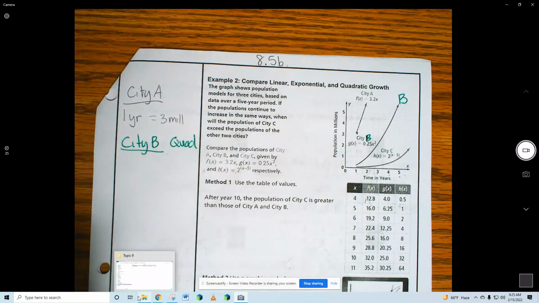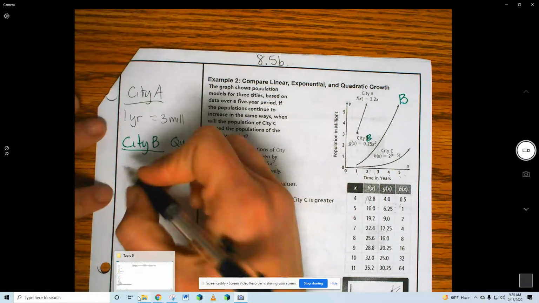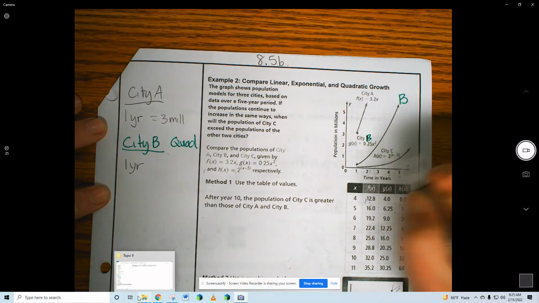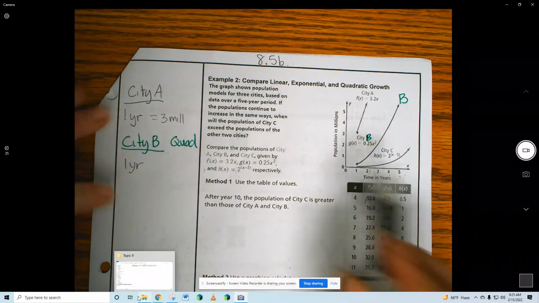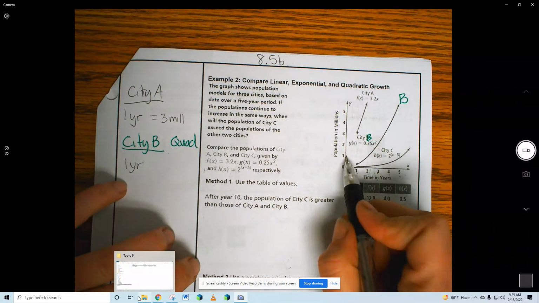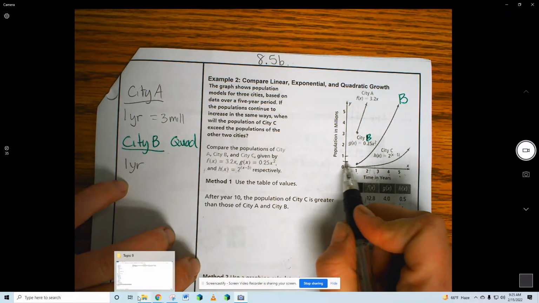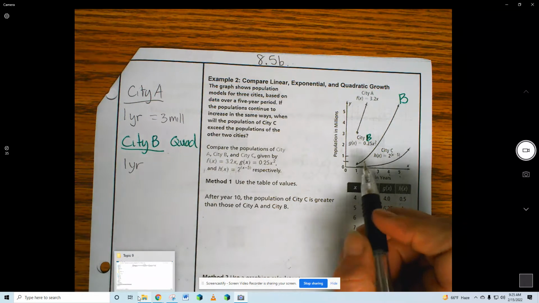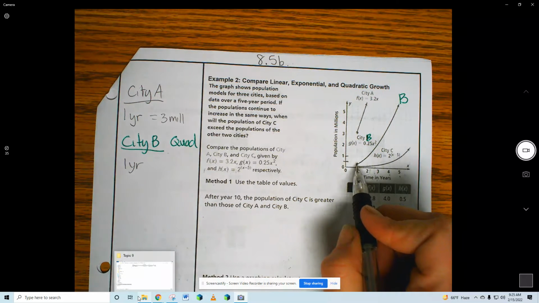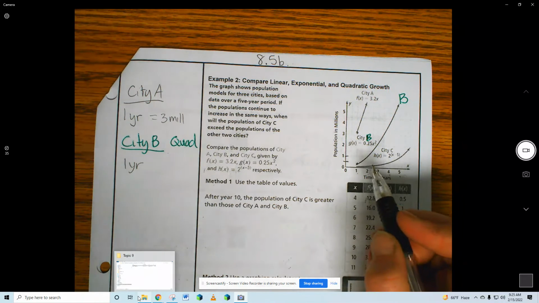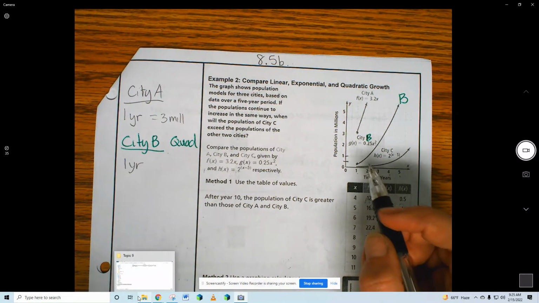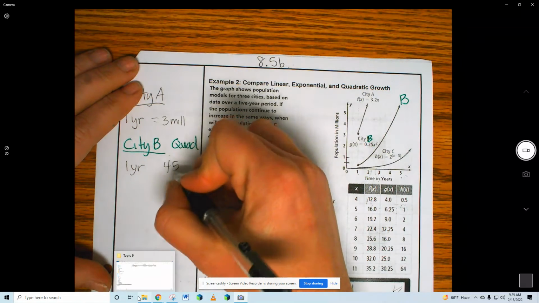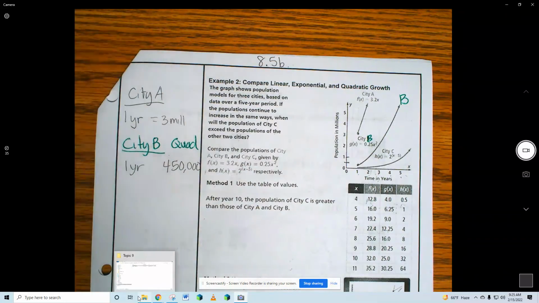And at 1 year, that's the middle line right here, it was not even 1 million. Look at this. If 1 million is 2 boxes, what's half a box? 500,000. This is a little below 500,000. How much thousand is right below 500,000? 450,000. Why not? This is the population. How many people lived there?